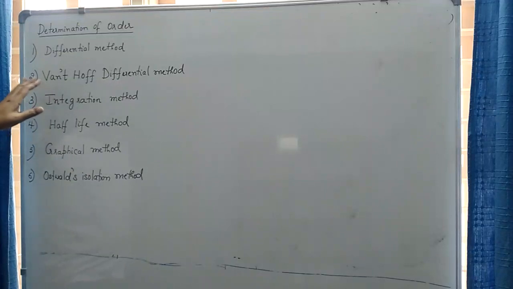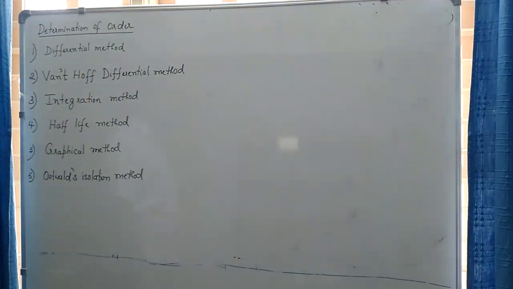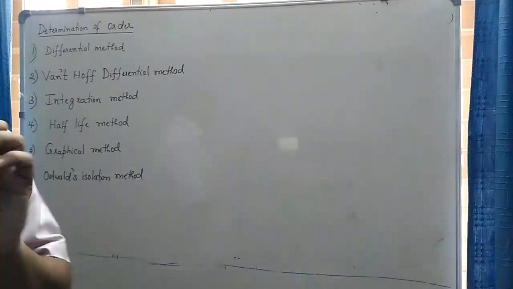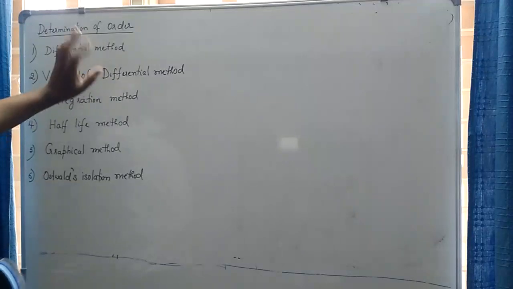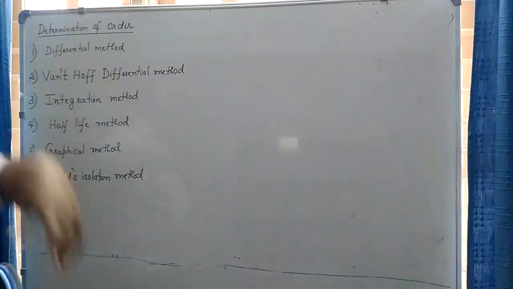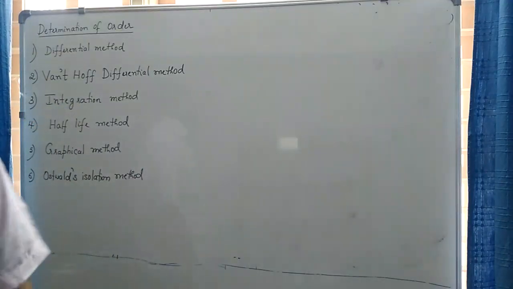And a special case of this differential method is the method of differential method. The principal equation that we use in both the methods is one and the same, but how these two methods differ is, in the first method the approach is a graphical one, whereas in the second method the approach is a numerical one. So that is the main difference between the general differential method and the special differential method. The third method is called the integral method or integration method.